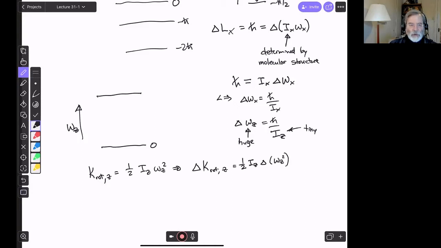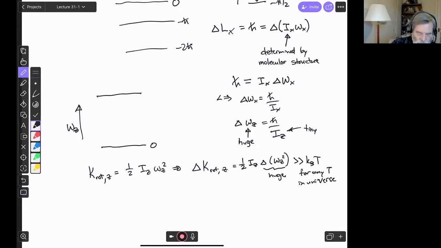So if the spacing in omega z is huge, that also means that the spacing in omega z squared is huge. And so this is going to always be much greater than k_B T for any temperature that's accessible in the universe. So even if you're inside of a star, the hottest part of a star, you're nowhere near getting to having this quantum spacing comparable to k_B T. It's always way bigger than that.